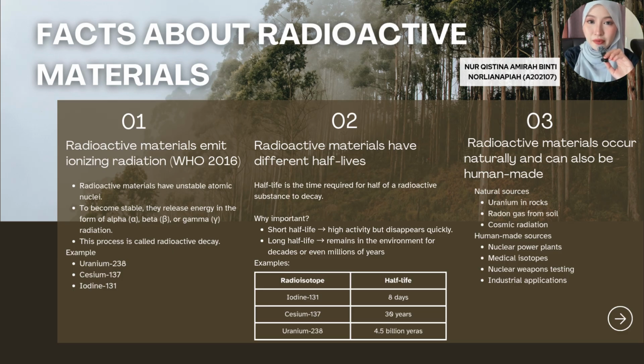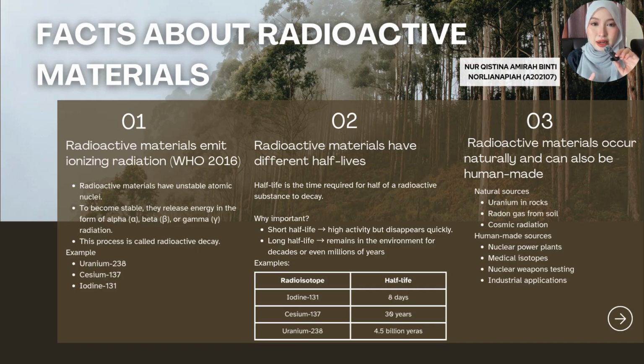So next slide is about facts about radioactive materials. Now I will explain three important facts about radioactive material. The first fact is that radioactive material emits ionizing radiation because they have unstable atomic nuclei. To become stable, they will release energy in the form of alpha, beta, or gamma radiation through a process called radioactive decay. The second fact is that each radioactive material has a different half-life, which is the time needed for half of the radioactive substance to decay. For example, iodine-131 has a half-life of only 8 days, while cesium-137 lasts about 30 years. So the longer the half-life, the longer it remains in the environment.